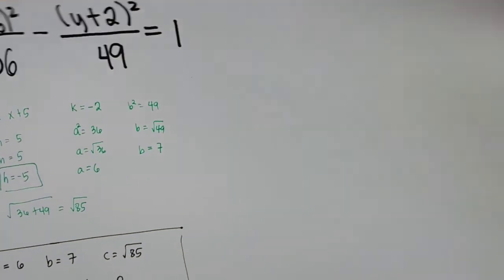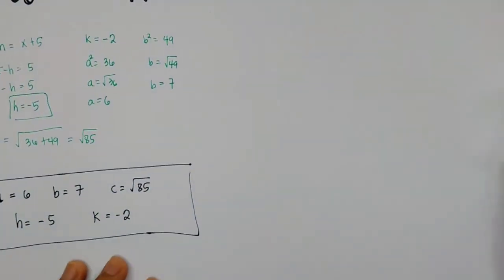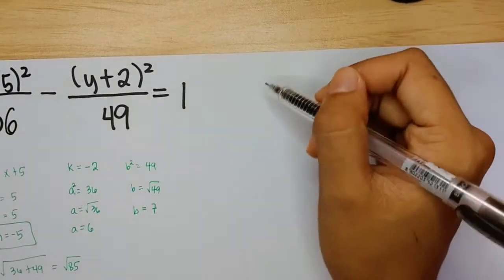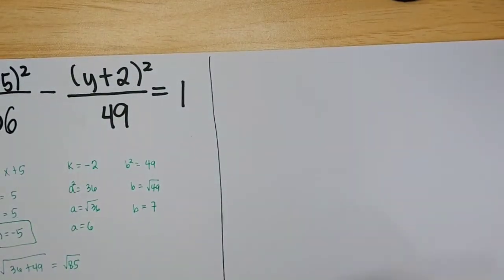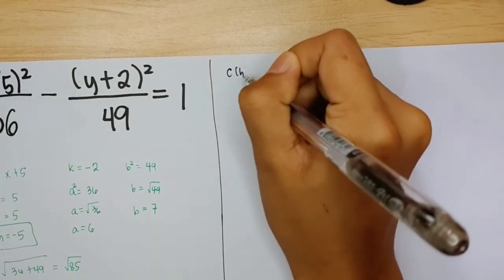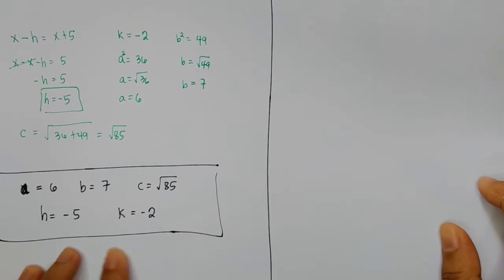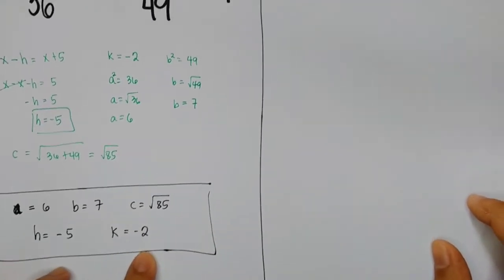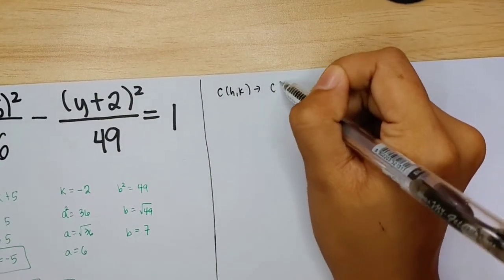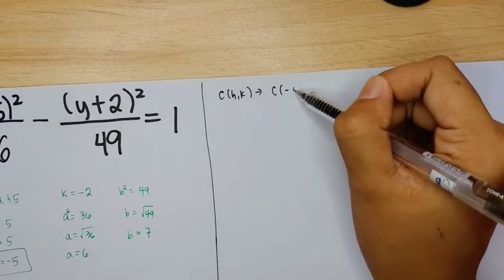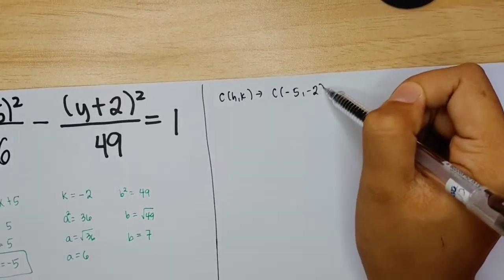So, ano yung center natin? Our center is C(H, K). So, ano yung HK natin? We have here our H, negative 5, and our K is negative 2. So, we have our center, negative 5, negative 2.